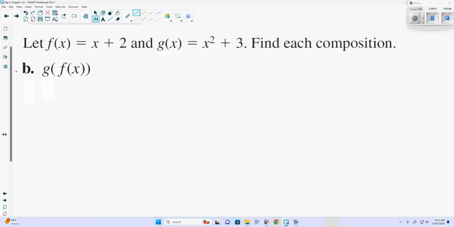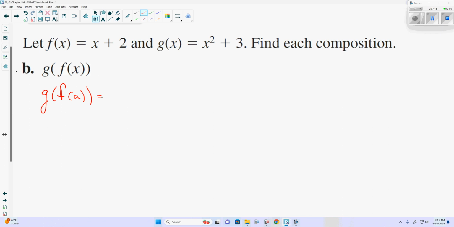G of f of x. We're going to do one more of these with a just so that we can kind of see this here. G of f of a, and go through this here. And I will tell you right now, there's a good chance that this is not going to be x squared plus 5. It's going to give us something different.